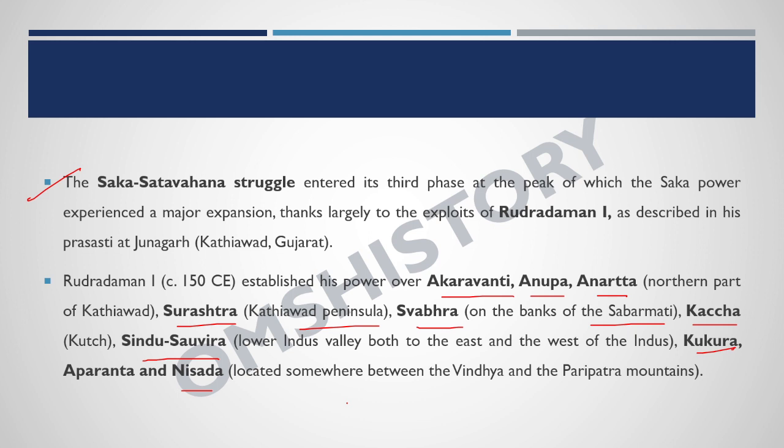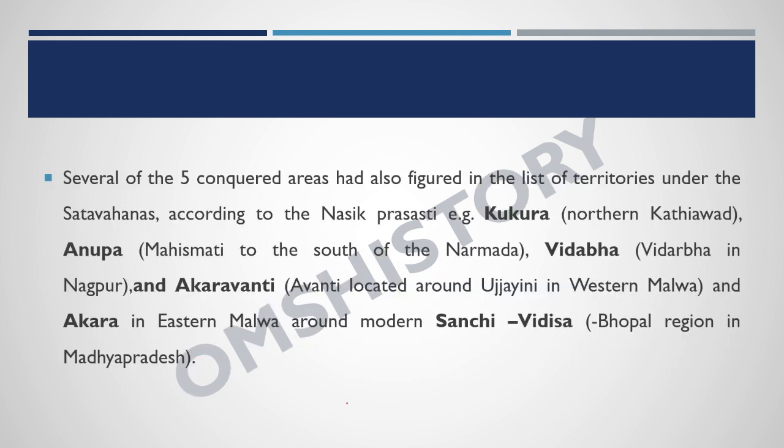One more interesting detail given in this inscription: there were basically the five conquered areas which have been mentioned by Rudradaman the first in this inscription. Those areas were also mentioned in the Nasik Prasasti as a part of Satvahan, like Kukura, Anup, Akar and Avanti, around modern Sanchi Vidisha area. So these areas were part of your Satvahan dynasty, as given in the Nasik Prasasti, but they were now part of Rudradaman's domain, which means Rudradaman had taken these areas from the control of Satvahan.